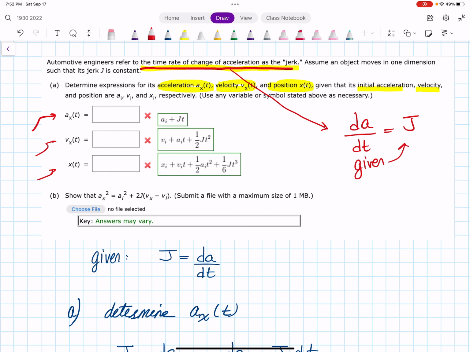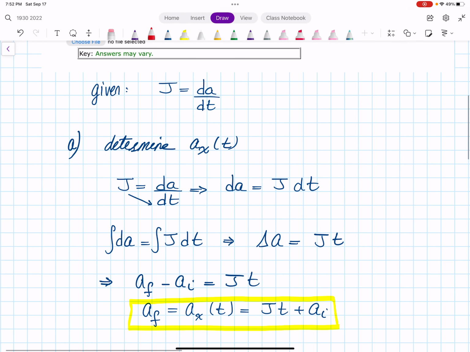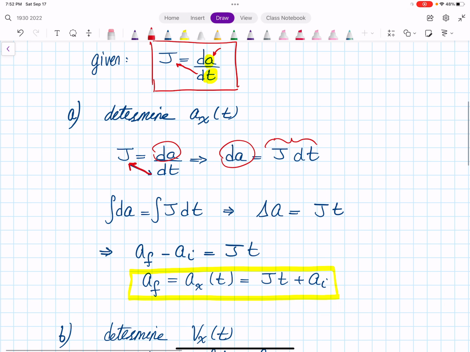We have to get three expressions, starting from the jerk, which is the derivative of the acceleration with respect to time. Where do you begin? This equation relates the jerk to the acceleration to the time. What are we trying to get to? We're trying to get to the acceleration. Cross multiply. When you cross multiply, you isolate dA by itself. Then on the right side, you have j dt. What do you do? You integrate both sides.